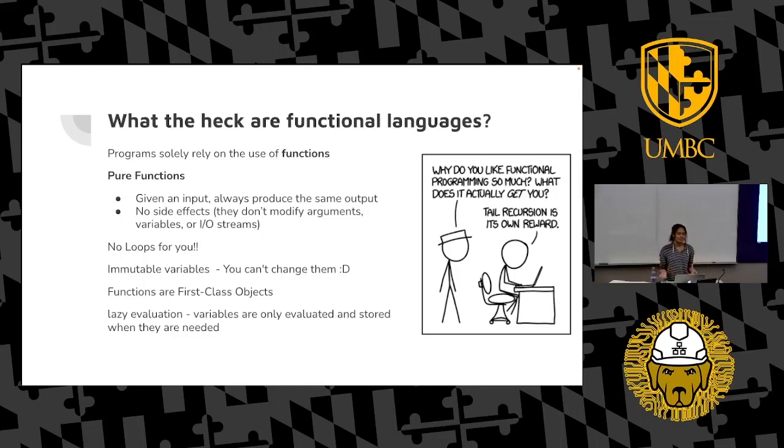The reason for this is that these functions have no side effects. They don't modify arguments, they don't modify any local or global variables, and they don't modify any I/O streams. So anything you give it, it'll always give out the same no matter what. And no looping. There are no loops in a purely functional language. If you want to loop, you have to use recursion, hence the XKCD comment. And variables are also immutable. You really can't change them once you make them. If you want to change the value, you kind of have to assign it to a new variable. But again, these are all in purely functional languages.